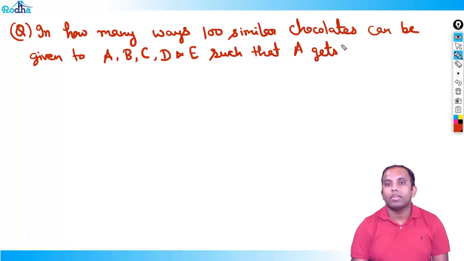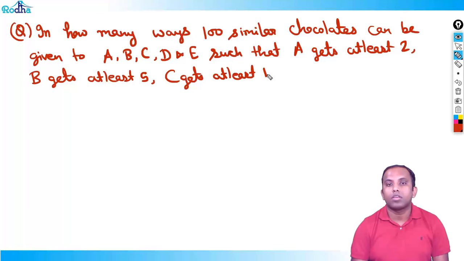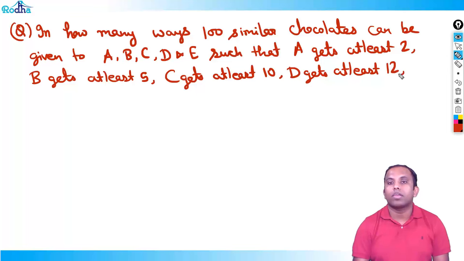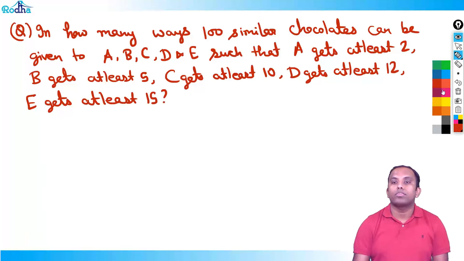A gets at least 2, B gets at least 5, C gets at least 10, D gets at least 12, and E gets at least 15. This is a question, right? This is a question in words.